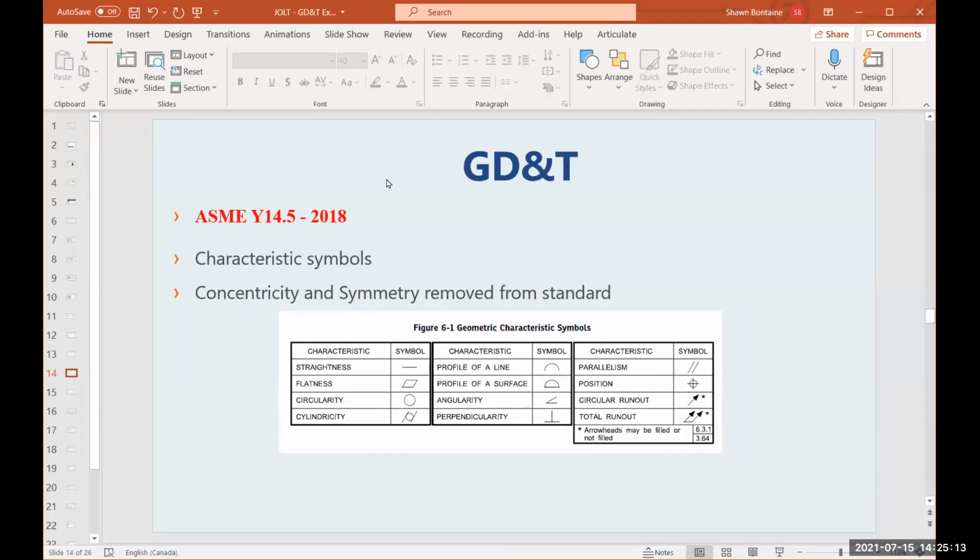When we take a look at the different characteristic symbols here, you can see we've got the characteristic and it gives you the actual name of the characteristic. Then it shows the symbol that is placed in the feature control frame in order to illustrate that characteristic. Again, we want to try and keep away from large wordy notes on drawings, because they can often be misinterpreted.